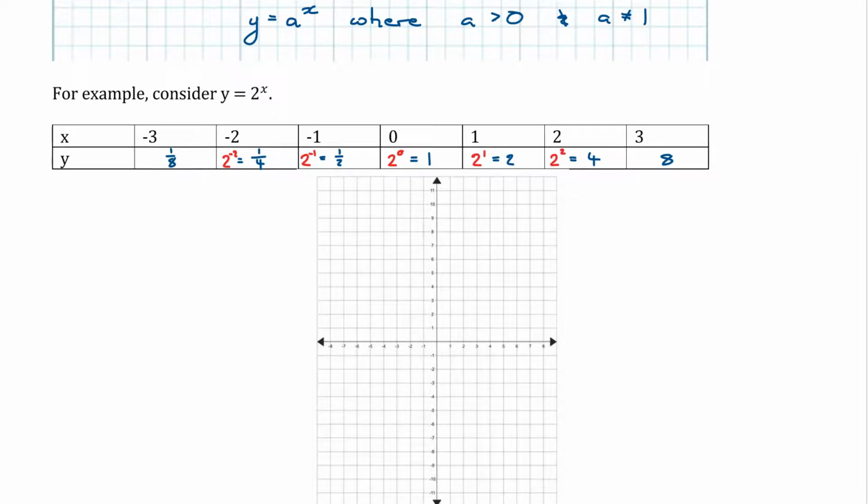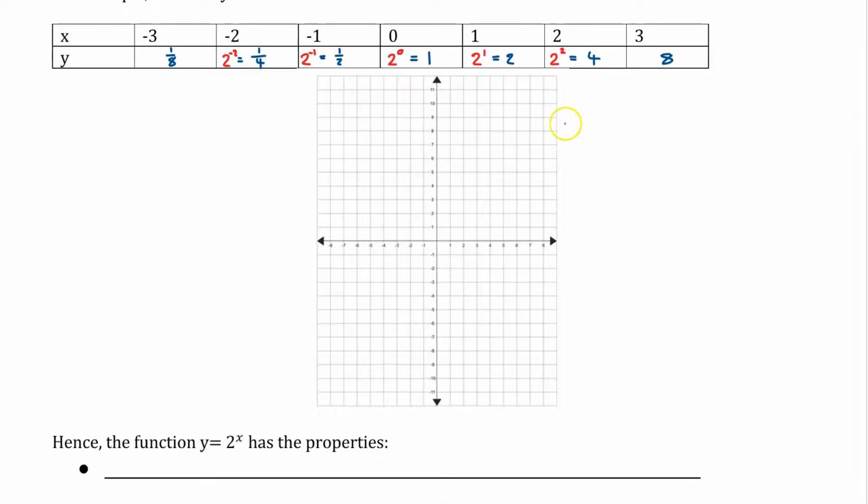So as you can see, starting from 0 and going positive, our numbers are growing at an increasing rate. And going from 0 into the negatives, our values for y are decreasing, getting smaller at a lower rate. So if we plot this on our Cartesian plane, first labeling our x, and we'll say that's the positive direction, and our y with the positive direction here.